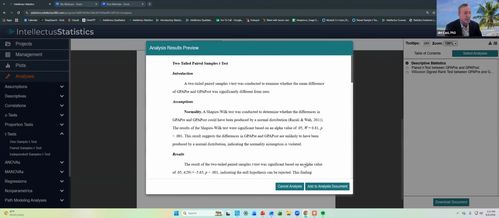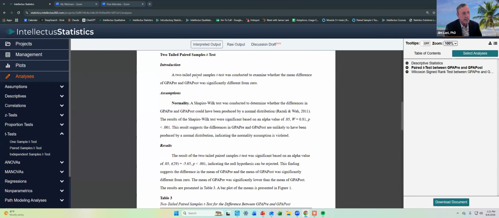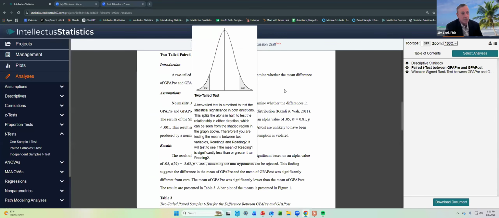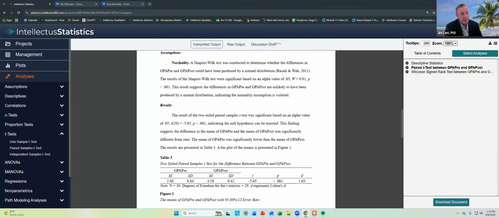When I add it to the analysis, you can see, hey gosh, a simple write-up, right? Paired t-test examined whether there were differences from pre to post. It's identifying that there's an assumption, happens to be abnormality. The Shapiro-Wilk test is the test that assesses normality.